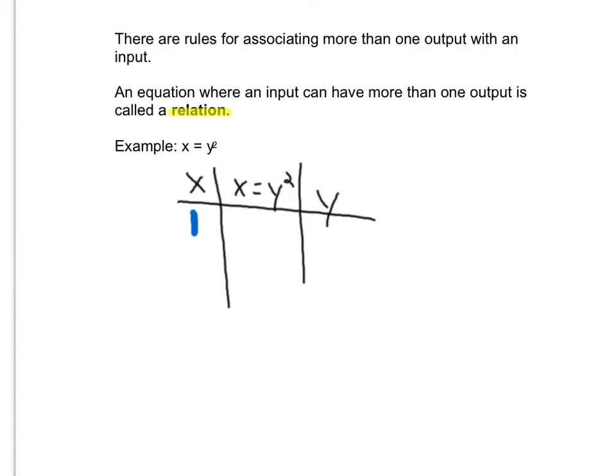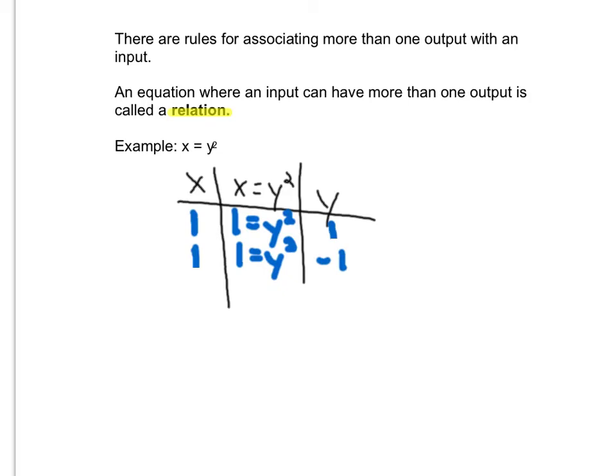So we plug into our table here: 1 equals y squared. So this means that 1 equals something times itself. So I'm going to ask myself, what times itself gives me 1? Well, 1 times itself gives me 1. But then I'm stopping, thinking to myself, well, that's not the only way that I can take a number times itself and give me 1. So if I put in 1 again, what's another possible output I can have here? If I put in 1 to x, another possible output I could have is -1, because -1 times -1 gives me 1.